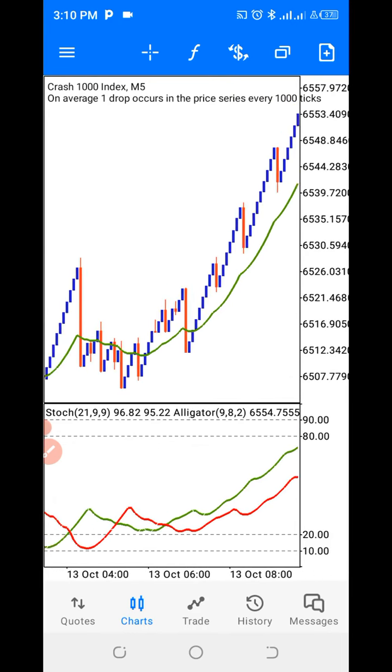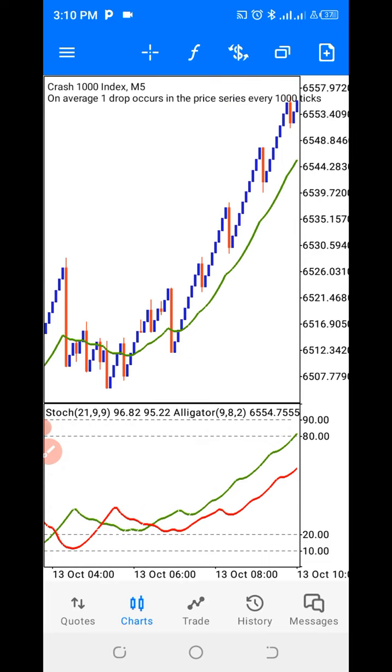On the 5 minute time frame, obviously you will not be taking 5 candles, like I said, because 5 candles on the 5 minute time frame is 25 minutes. So that will be 25 candles on the 1 minute time frame.